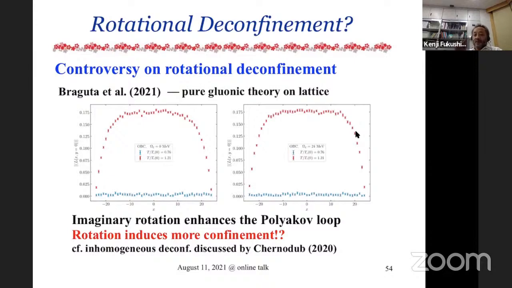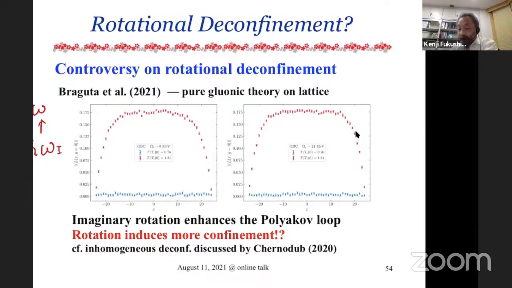And at finite density, the lattice simulation is impossible. And by the same reason, the finite rotation simulation is impossible. But they actually introduced the imaginary rotation. Okay, the omega was replaced by the imaginary omega. And in this way, the sign problem was removed by hand.